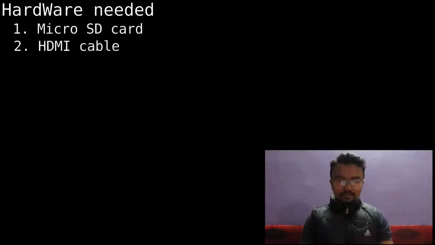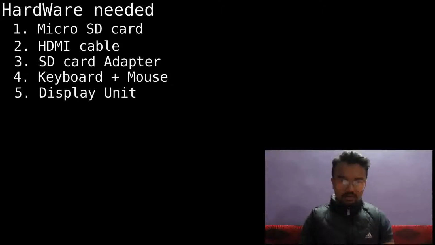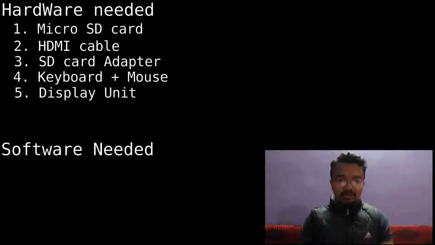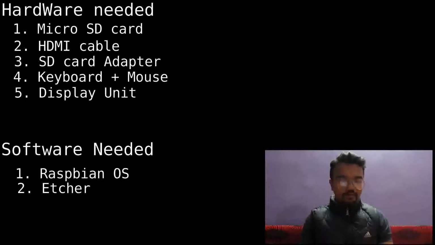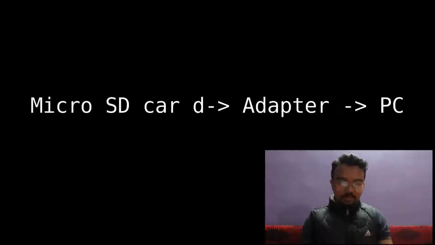So this is the installation phase for the Raspberry Pi 3 module. For that we need some prerequisites. These are a micro SD card, an HDMI cable, an adapter, a keyboard, a mouse, a display unit, an active internet connection, and the software which we will require to download. These are Raspbian and Etcher. I'm sure if we follow these steps, we can go through the phase easily.